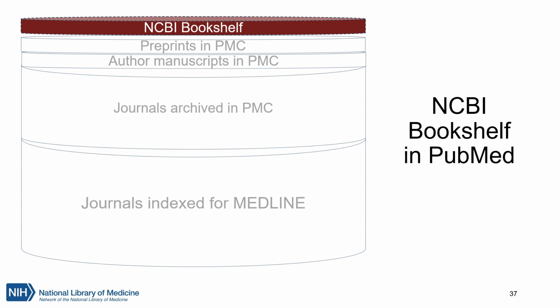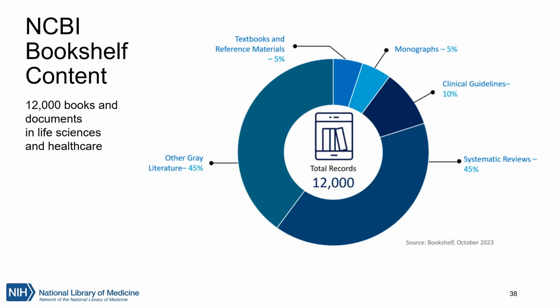Finally, let's take a look at the last source of PubMed records, the NCBI Bookshelf. There are currently about 12,000 items in the NCBI Bookshelf. The pie chart on this slide illustrates how many different types of documents Bookshelf contains, like systematic reviews, clinical guidelines, textbooks, and reference materials. It includes works published by the World Health Organization, the Agency for Healthcare Research and Quality, the Canadian Agency for Drugs and Technologies in Health, and other authoritative publishers.